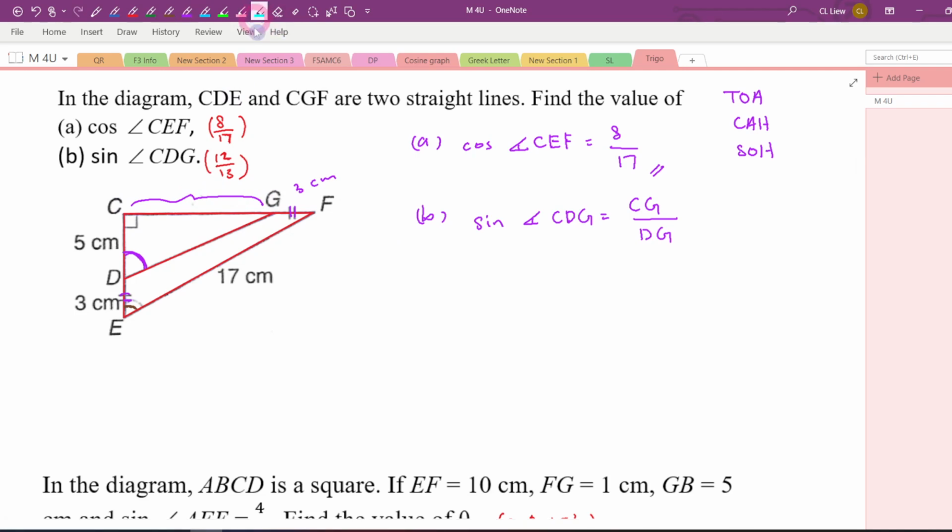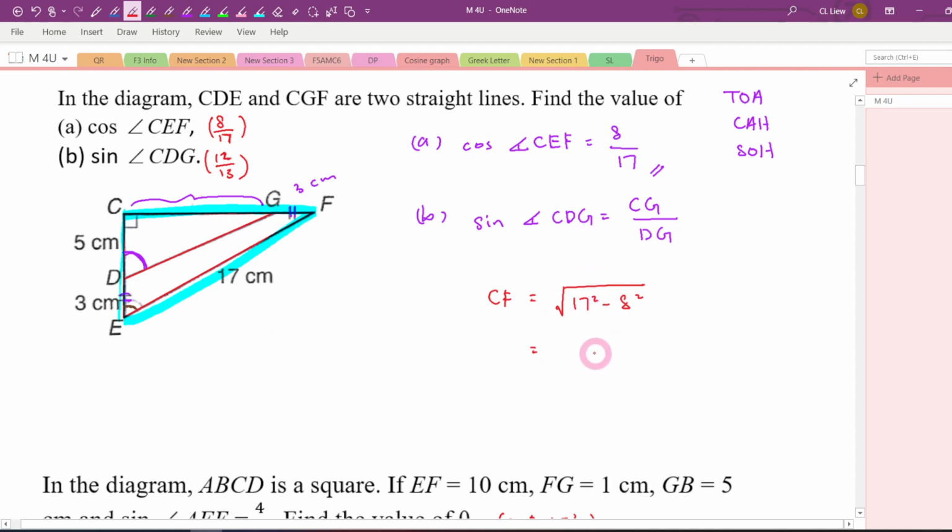Yes. Now you look at this right angle triangle. We have the side length here and the side length here. We can use Pythagorean theorem to help us to get CF. Once we have CF, we take CF minus 3, we will be able to get CG, right? Okay, let me find CF first. Ask yourself, short or long? Short, right? So CF is equal to square root of 17 square minus 8 square.